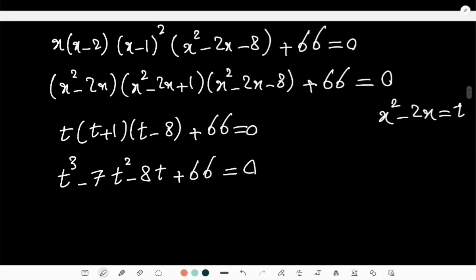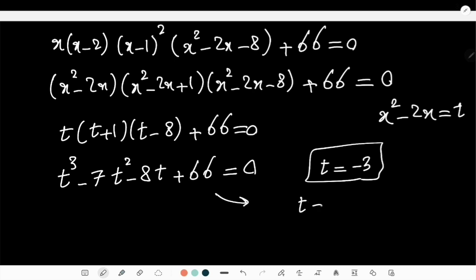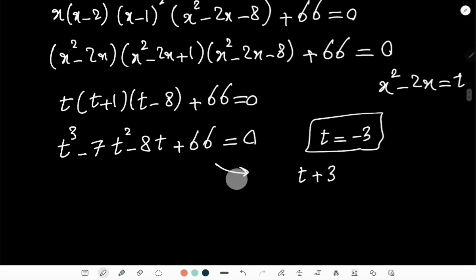So now I have to solve this problem, but this can also be a little bit of experimentation. It can be solved easily, because if you try different integers, it turns out t = −3 is a root. You just have to divide this whole expression by t + 3. Let's just do it.